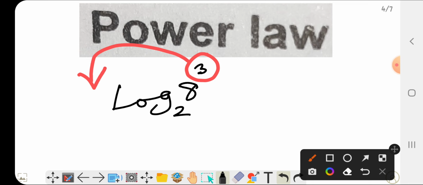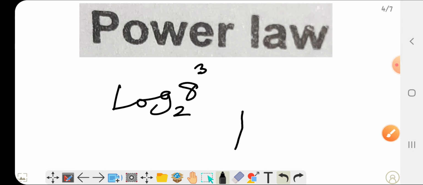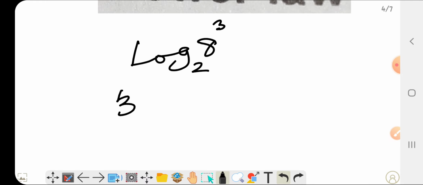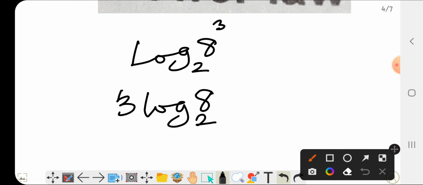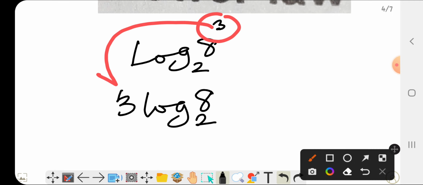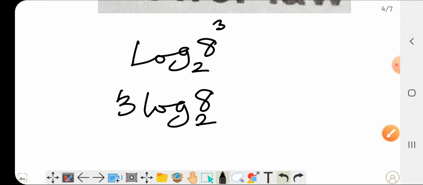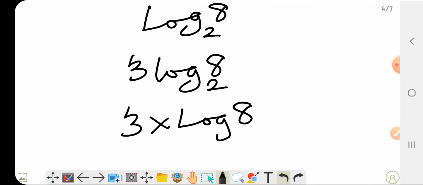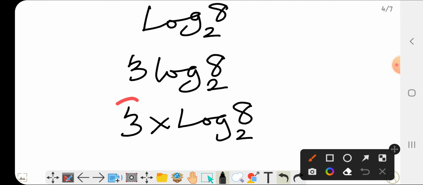So it now becomes something like this. Let me clean this one off. Sorry about that. Becomes something like this: 3 log 8 base 2. So the power has definitely moved and come over to this side. It's now in product with the log. So in this case, you could also rewrite it like this: 3 times log 8 base 2. That is to say 3 times whatever you get when you evaluate this.